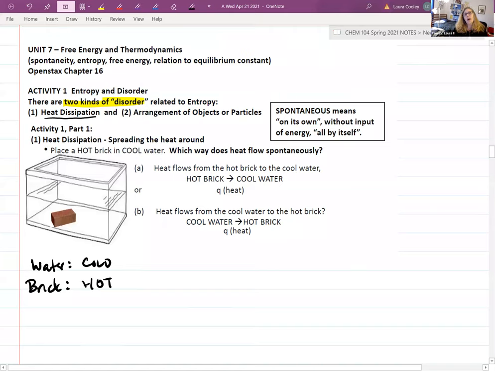So we know what happens when you put a brick in cool water. We know what happens to the heat. In fact, if I ask you to choose from A or B, when you put a hot brick in cool water, which way does the heat flow? Does the heat flow from the hot brick to the cool water so that eventually everything is the same temperature and that heat from the brick has dissipated?